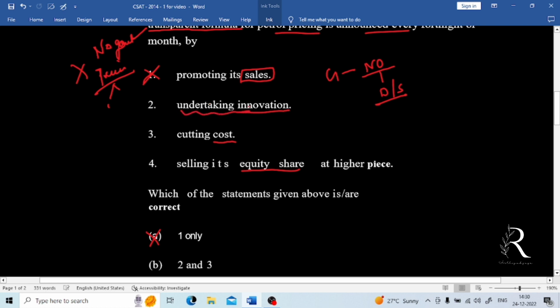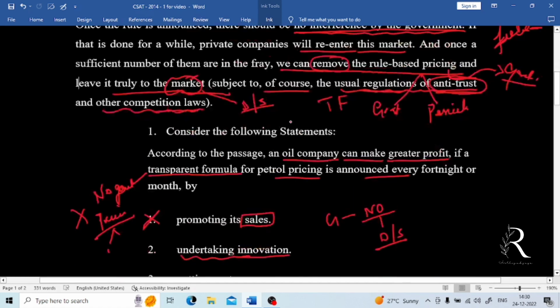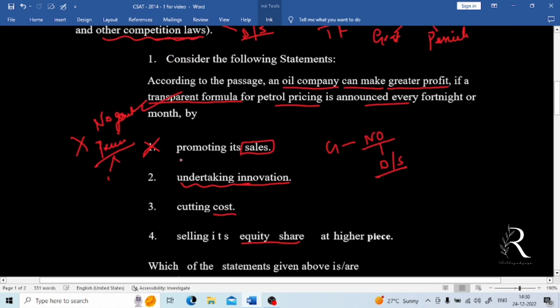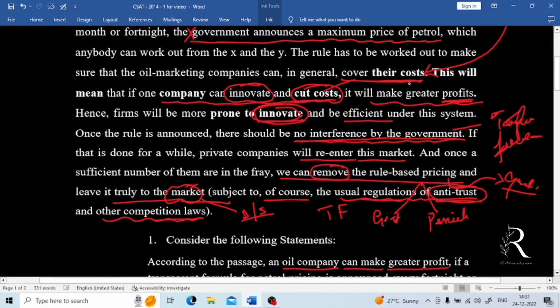Undertaking innovation: we have underlined innovation here. You remember? Innovate is a keyword. Our keyword innovate is here, which means it must be there. Undertaking innovation will help. Yes, it must be there in my answer, because the question is asking which of the above statements are correct. So the first one is wrong. The second one must be there because we have to undertake innovation. Third one, cutting cost. You remember the keyword here? Costs and cut costs. Listen, my friends, wherever the keyword is in the passage, if the same keyword is in the statement also, that must be a correct statement.